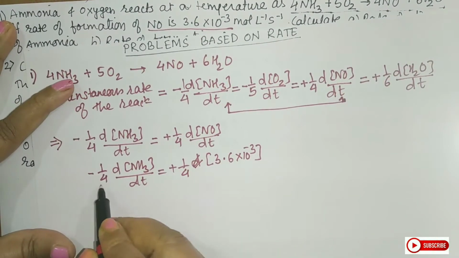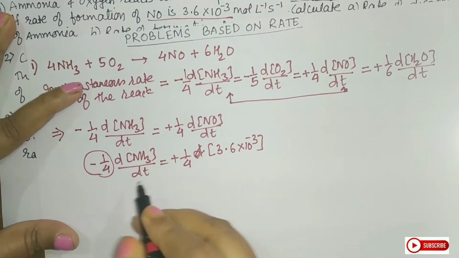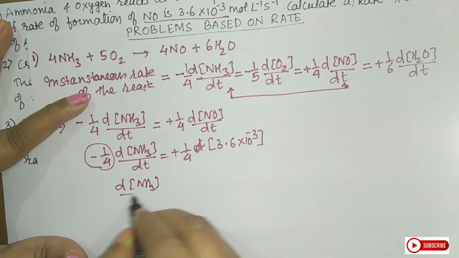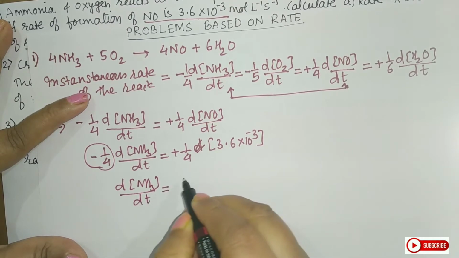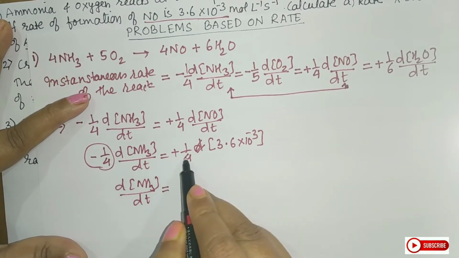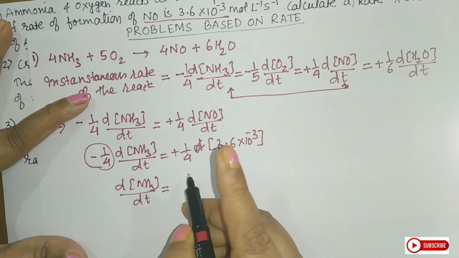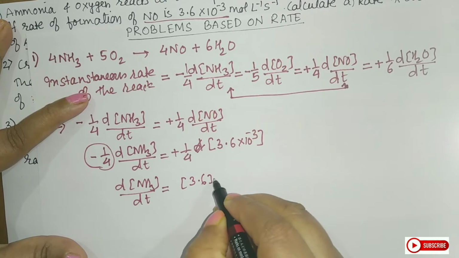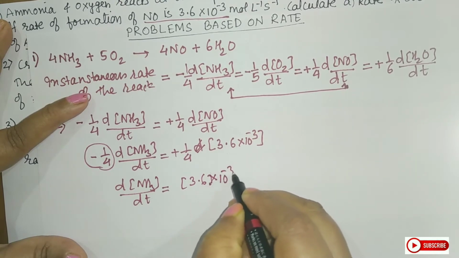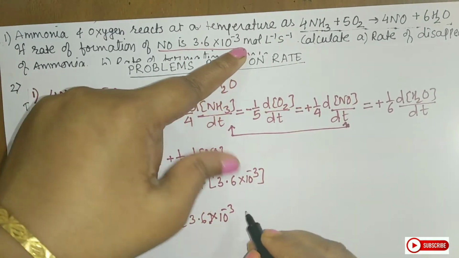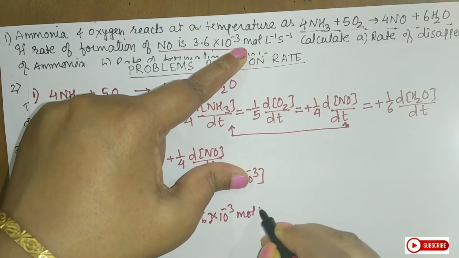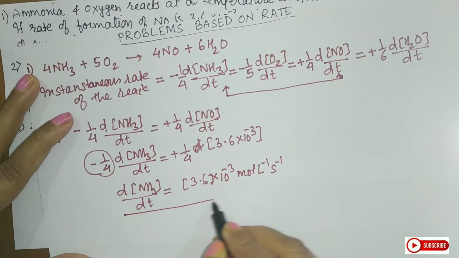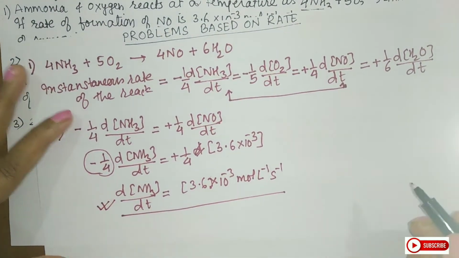Now let us take this value to this side. So d[NH3] by dt is equal to this. If I take it on this side, it will become 4 upon 4, that is 1. So that is equal to 3.6 into 10 raised to minus 3. Whatever is the unit, you will write the unit as it is: mole per liter per second. So the rate of disappearance of ammonia is this, and this is your answer.